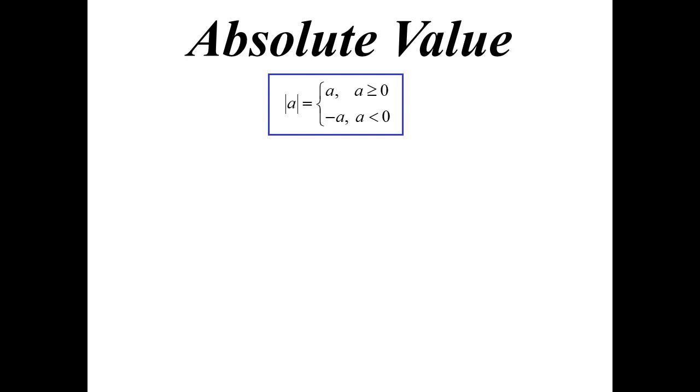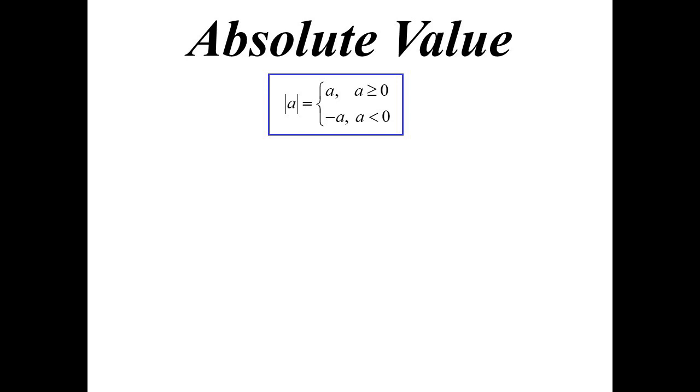Let's talk about the absolute value, what that does to graphs. This is the actual definition of absolute value. So, absolute value of A will be A if A is greater than or equal to 0. Otherwise, it's negative A if A is less than 0. So essentially, we always end up with a positive number.